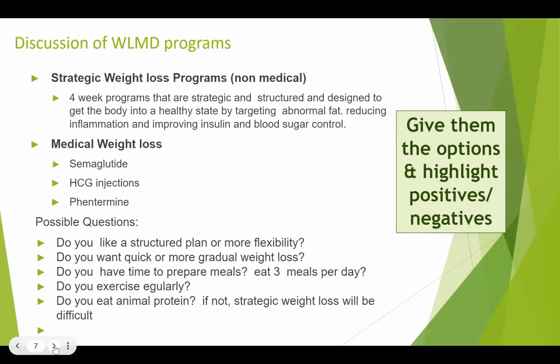Do they exercise regularly? Do they eat animal protein? Some people don't eat animal protein, whether it's just a personal preference or an intolerance, what have you. If they don't like animal protein, then strategic weight loss is probably not going to be high on the list, just because you are required to eat a lot of animal protein during this program. So again, these are just things to think about. These are the questions you're really thinking about when you start to do your consultations.